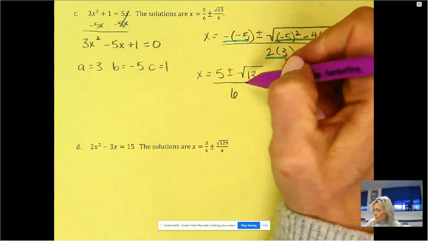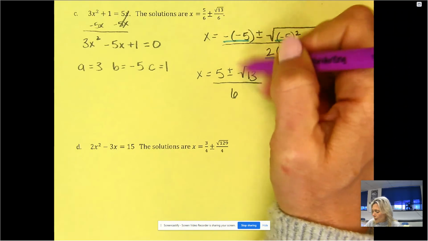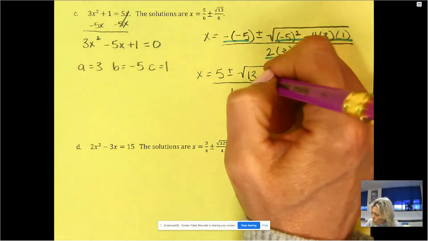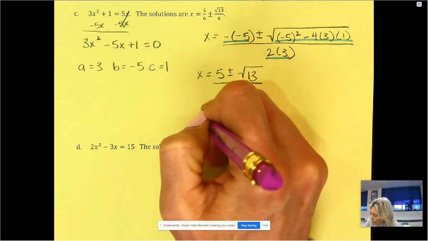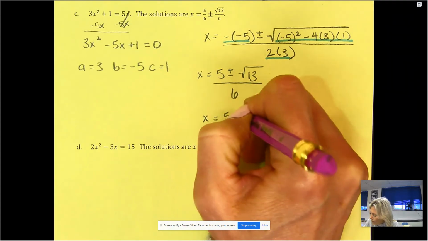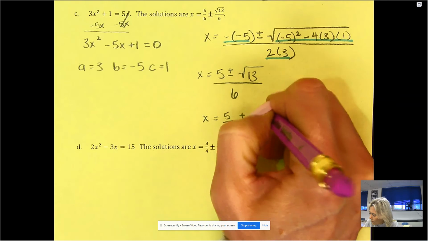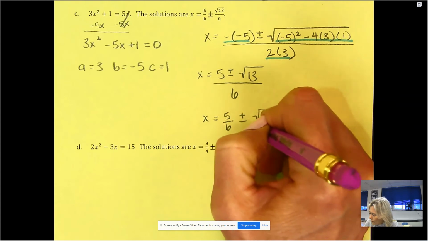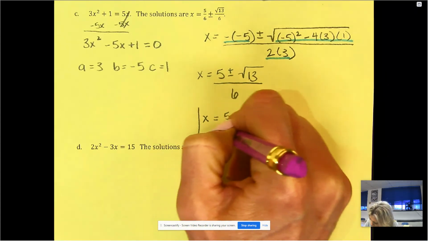And notice this looks really similar to the expected solution. It's just been broken apart. So x equals 5/6 plus or minus the square root of 13 over 6. Final answer.